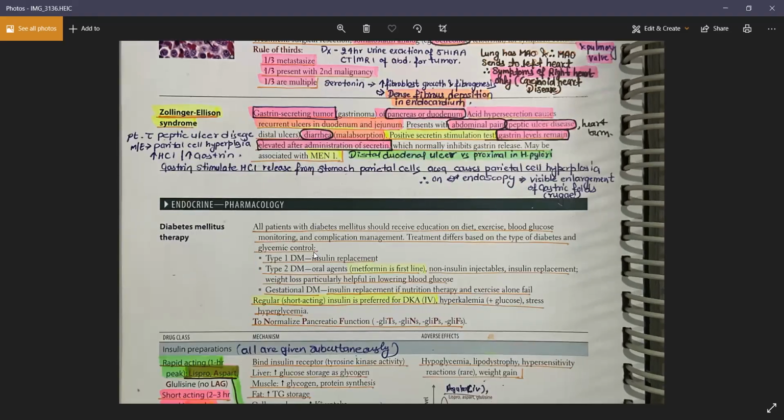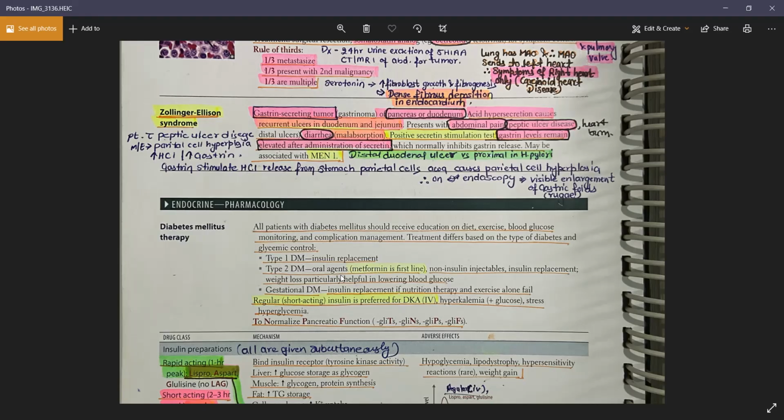Now comes diabetes mellitus therapy. For type 1 diabetes mellitus, you already know you need insulin replacement, because the major cause is a low level of insulin. For type 2 diabetes mellitus, it is resistance against insulin, so you need to give therapies which can decrease insulin resistance. The most common one is metformin, the first line therapy for diabetes.